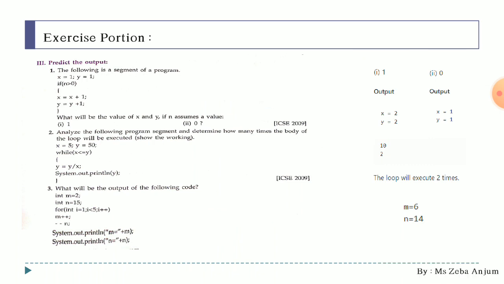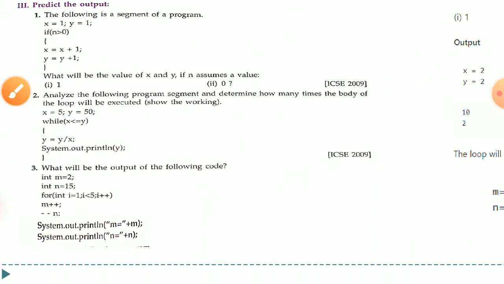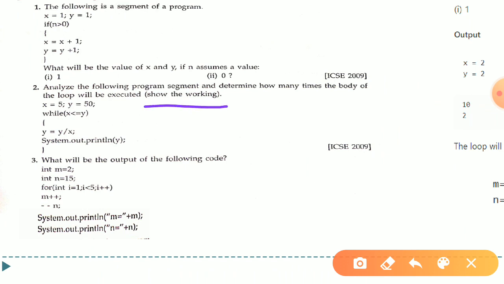Okay, now see the second question. Analyze the following program segment and determine how many times the body of the loop will be executed. Now over here you have to show the number of times the body of the loop will be executed, and with that you also have to show the working. Means the steps you have to show over here also.